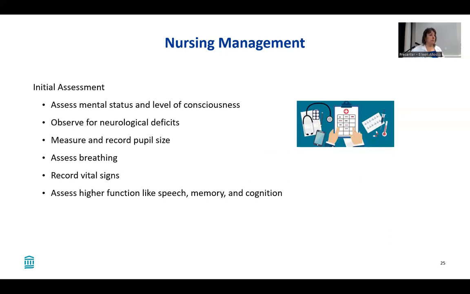So the initial assessment of the patient, when they first come on, you want to always assess their mental status, their level of consciousness, see what they have for deficits. You want to look at their pupils, record their size and the reactivity. You want to check for breathing and assess that. And breathing comes in because if patients aspirate and get aspiration pneumonia, they're going to have trouble with their breathing. You want to always keep an eye on their vital signs and then assess higher function like speech, memory, cognition.